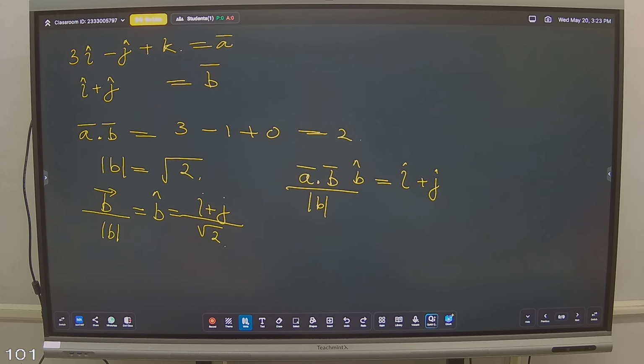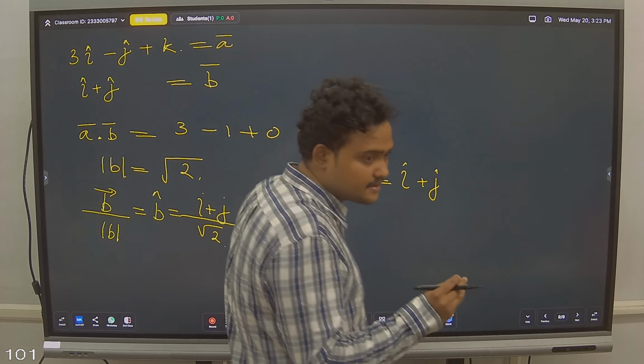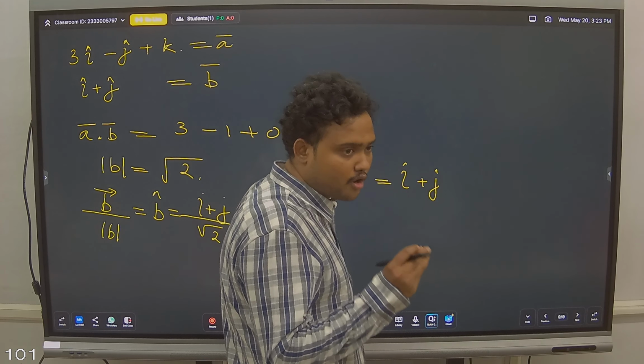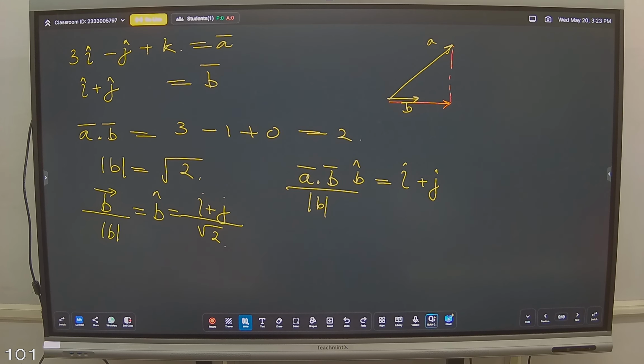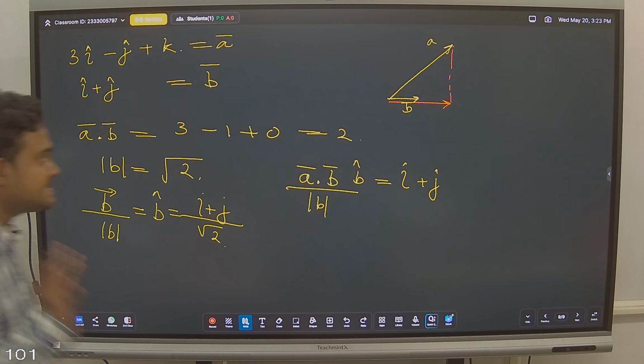Wait, let me check if everybody followed what I said earlier. If I have two vectors, one of them is A like this, the other one is B like this. The component of A along B will be this particular vector. I drop a perpendicular and this vector will be the component of A along B. How do I find that? I need to take mod A cos theta B cap. Mod A cos theta is the length of the vector, times the direction of B will give the component of A along B, right?